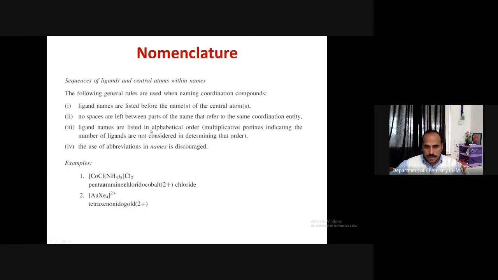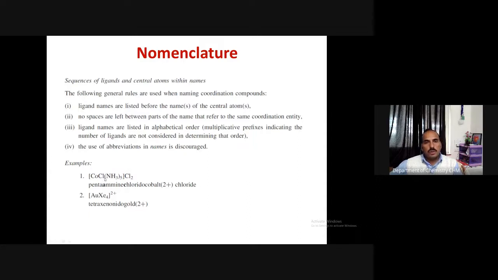Ligand names are listed in alphabetical order. Okay, multiplicative prefixes indicating the number of ligands are not considered. Like say, if it is dichloride, then that D will not be used in this alphabetical order. The use of abbreviations in names is discouraged. You don't have to use, like say, ethylenediamine as en. Write the full name.